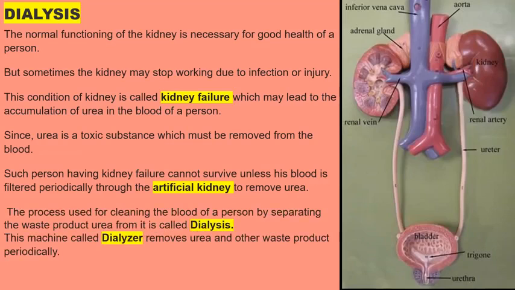The process used for cleaning the blood of a person by separating the waste product urea from it is called dialysis. This machine called dialyzer removes urea and other waste products periodically.